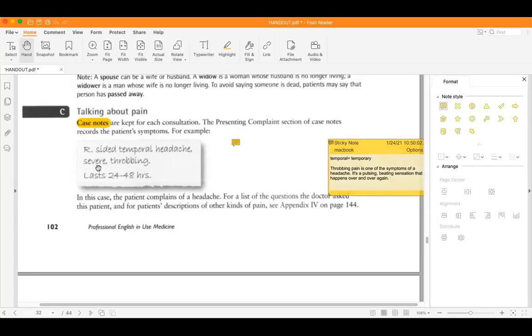Severe. Severe means strong. Throbbing. Throbbing means it has a pulsing and beating sensation, pulsing or beating that happens over and over again. This is the meaning of throbbing, throbbing pain.